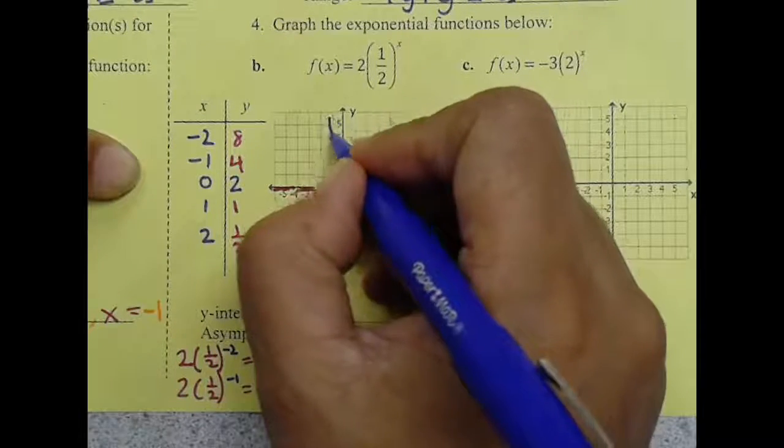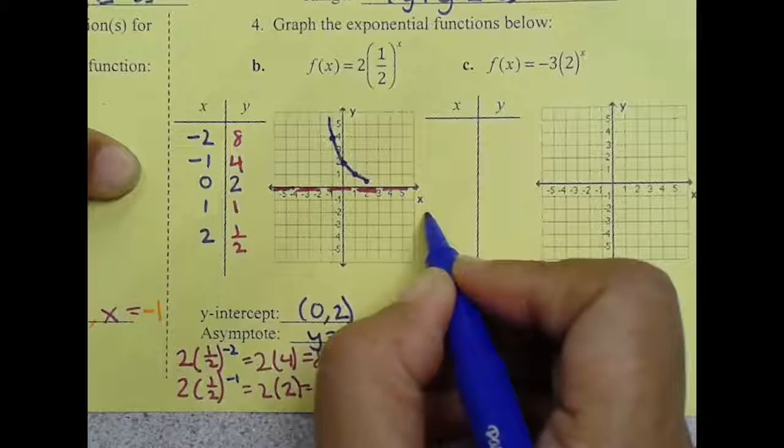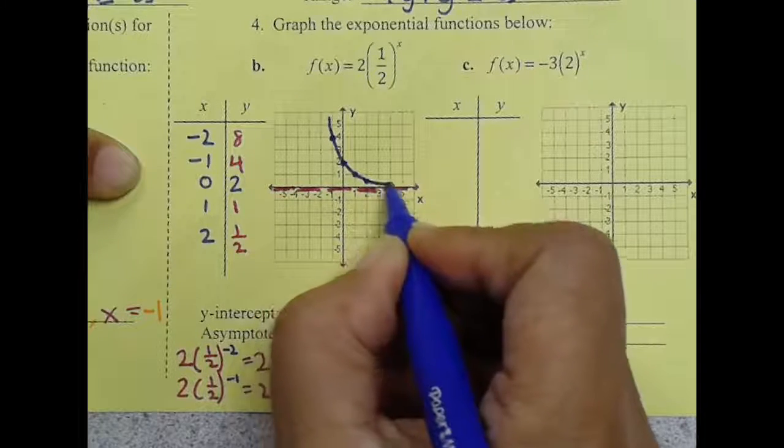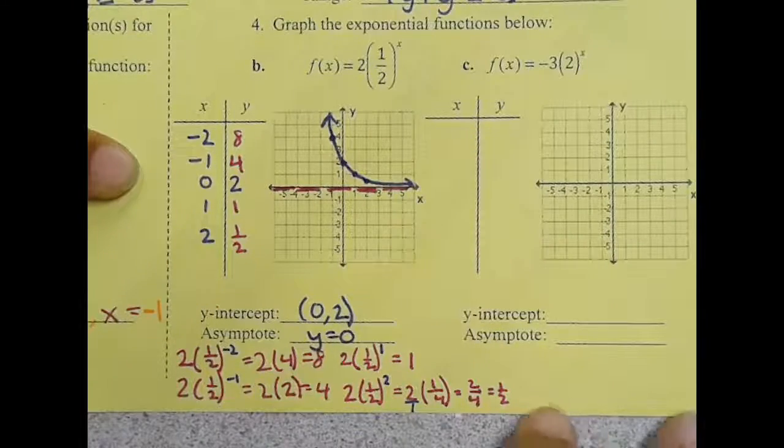So when you graph it, draw it. Don't stop here and draw an arrow because that looks like it'll go down. So show me that you know it stays above the x-axis by continuing it on to the right.